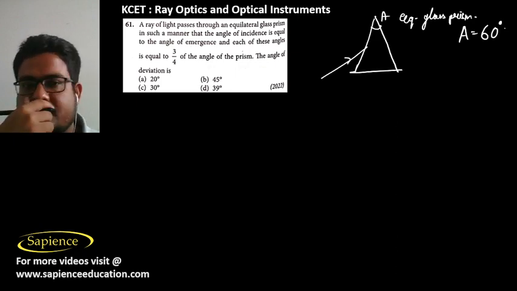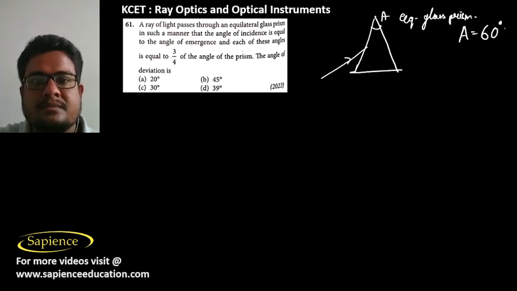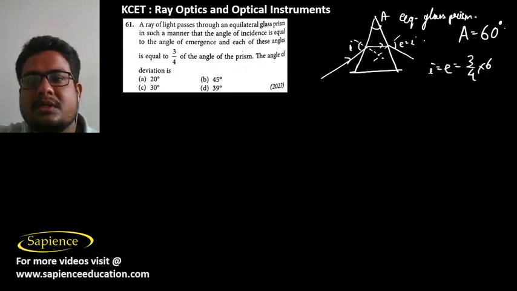Equilateral glass prism in such a manner that the angle of incidence is equal to the angle of emergence, each of these angles is equal to 3/4 of the angle of prism. So I is equal to E, that is equal to 3/4 of 60 degrees, so that is 45 degrees.